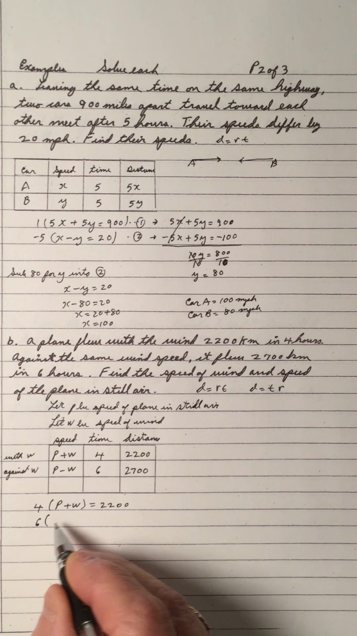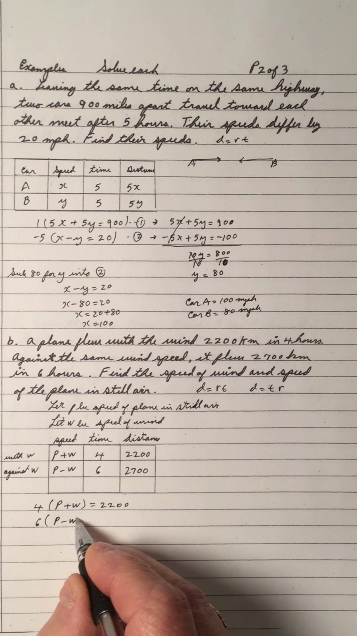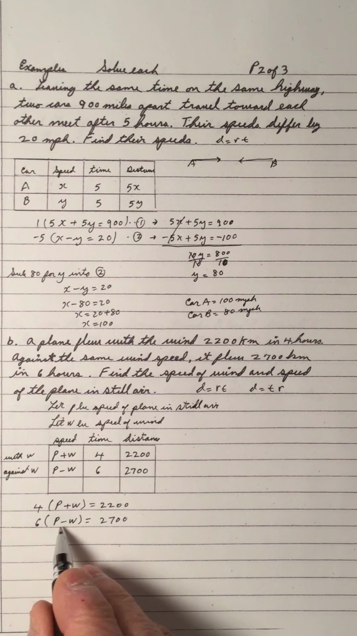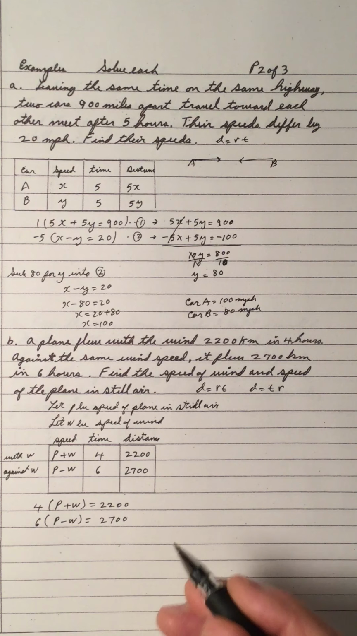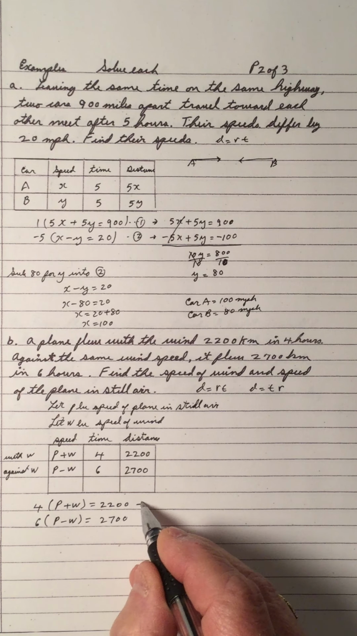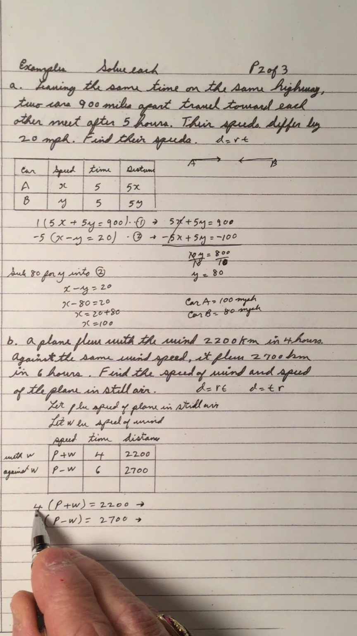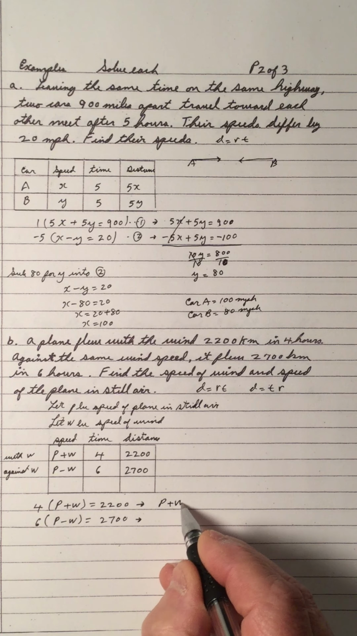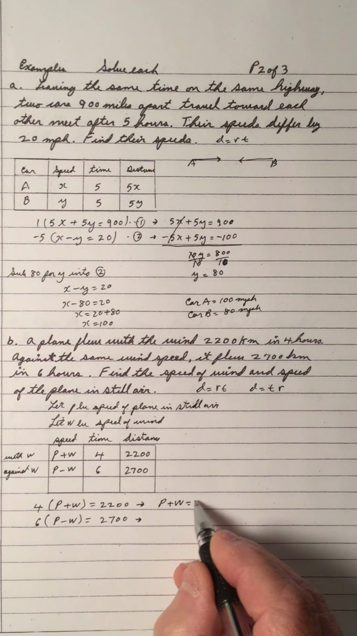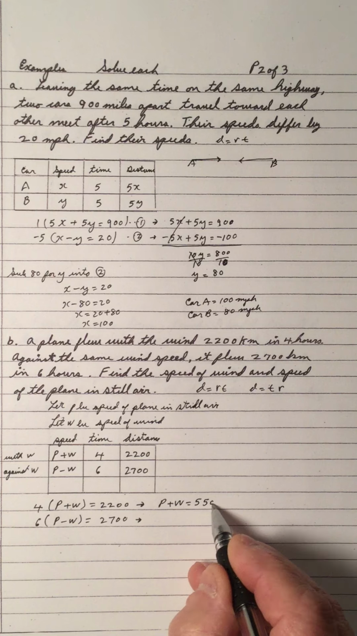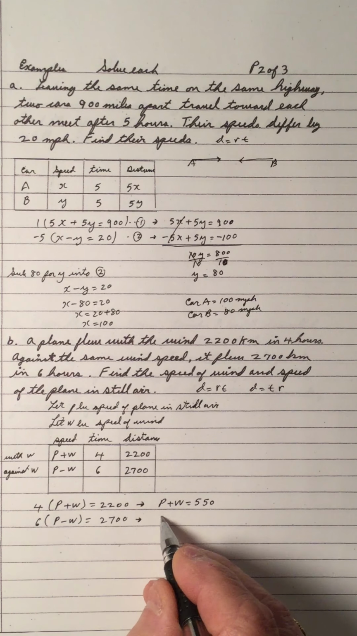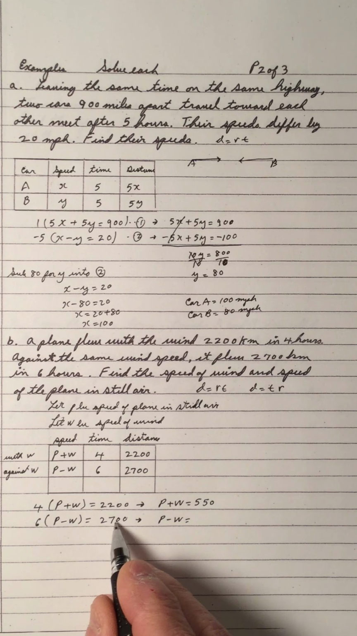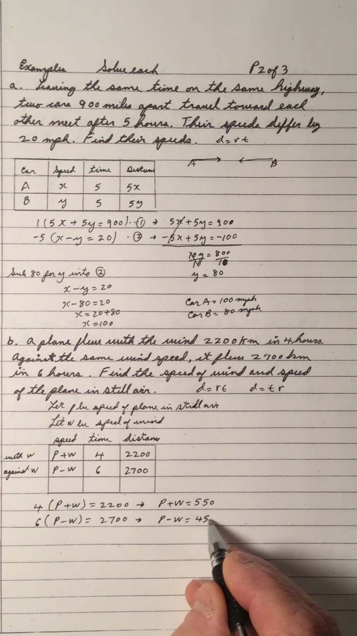And 6 is the time times the rate gives me the 2,700. So putting the 4 and the 6 in front of the rate makes the problem easier, and these problems can be done quickly. If you divide by 4, you get P plus W, and dividing by 4 here, you get 550. Divide by 6, you get P minus W.